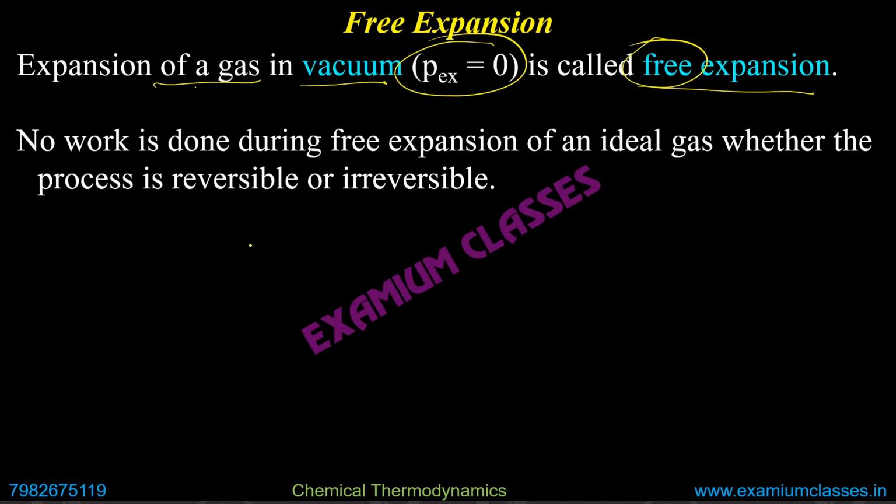The reason is the work is given by minus P external delta V. So although change in volume is taking place, P external is zero because it is vacuum, so the work will be zero. So work done in free expansion will always be zero.